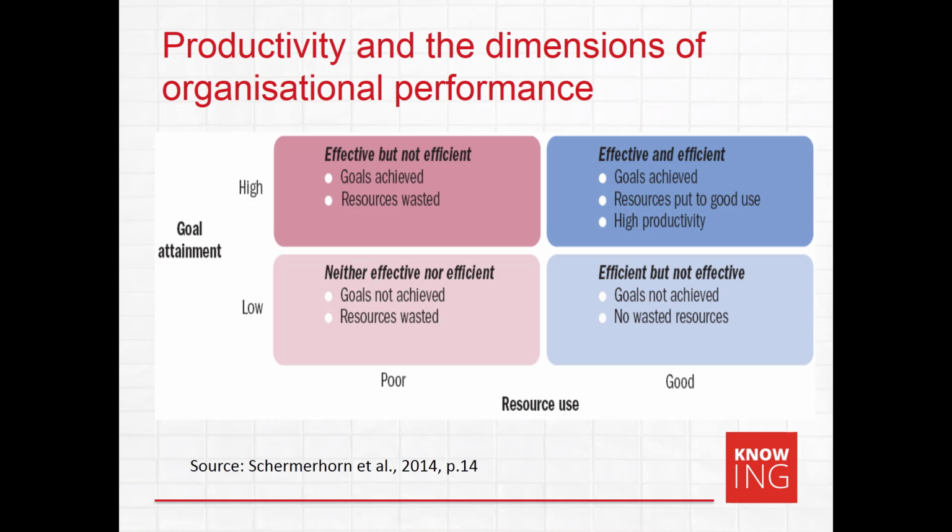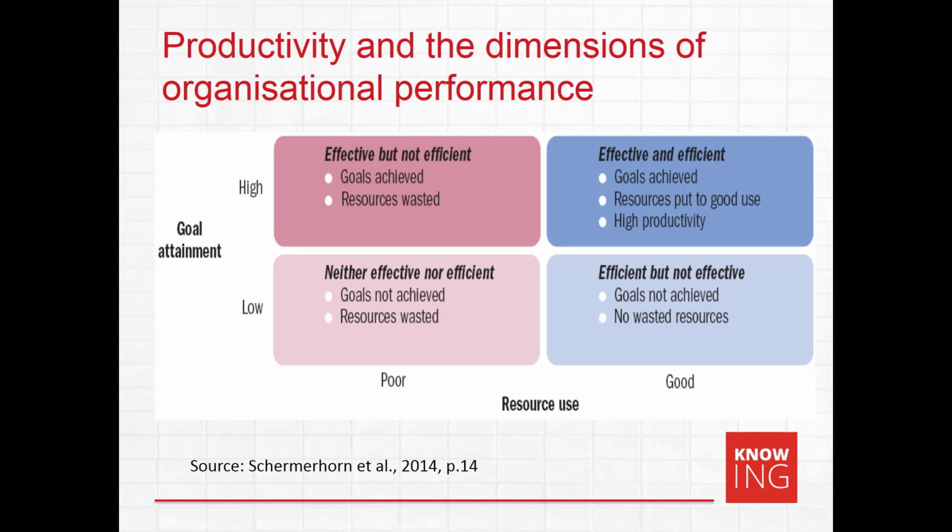One way that organisational performance is understood is in terms of productivity. In the figure on this slide, productivity is mapped in terms of efficiency, or resource use, and effectiveness, or goal attainment. These different aspects of organisational performance provide an overall picture of organisational performance. In the top right-hand quadrant, we have high productivity, while in the bottom left quadrant, we have low productivity. The top left represents effective performance, while the bottom right quadrant refers to efficient performance.